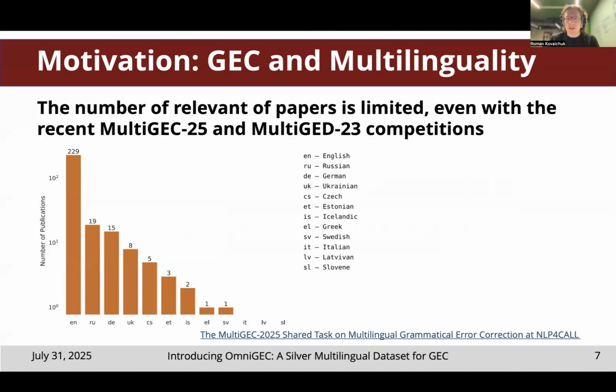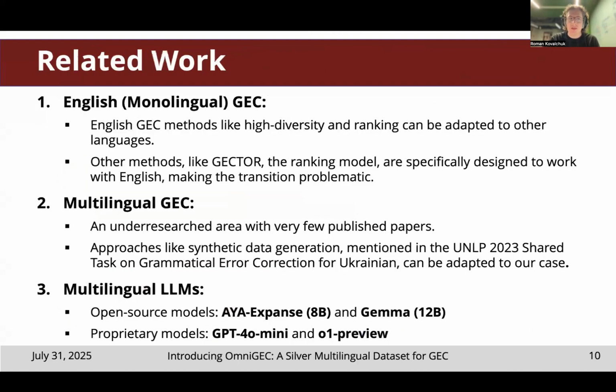Speaking of GEC and multilinguality, we can see that the English language is far over-researched compared to mid and low-resource languages such as Ukrainian, Czech, Icelandic, and Estonian in terms of GEC, even with the recent MultiGEC 2025 and MultiGED 2023 competitions.